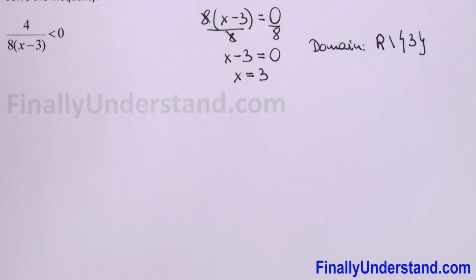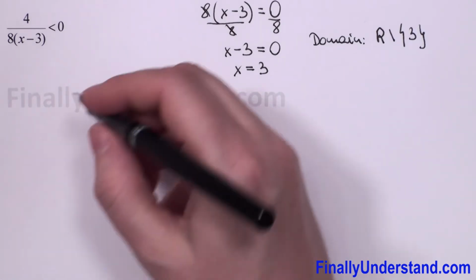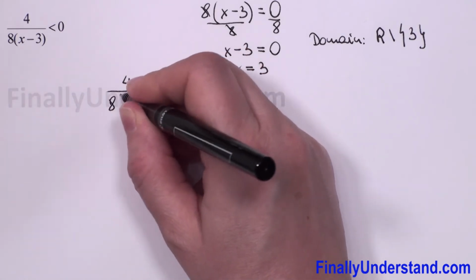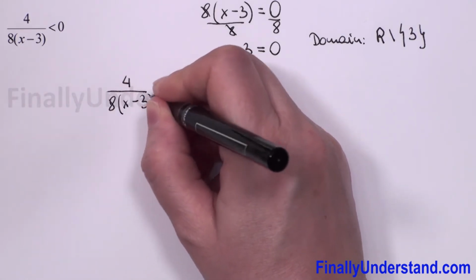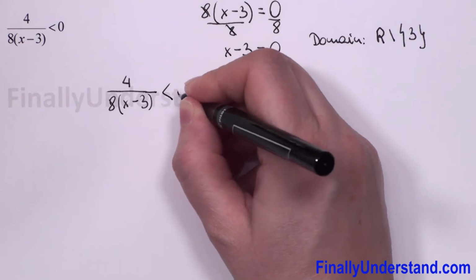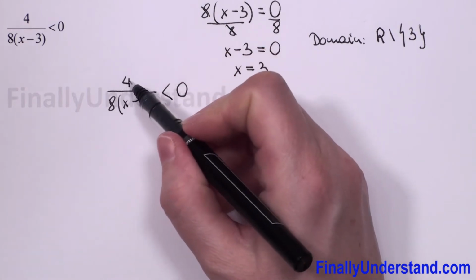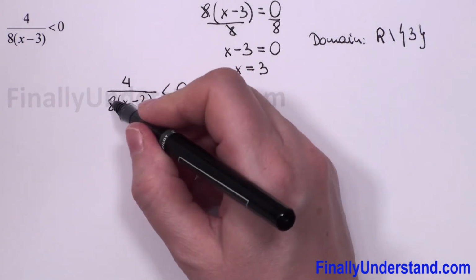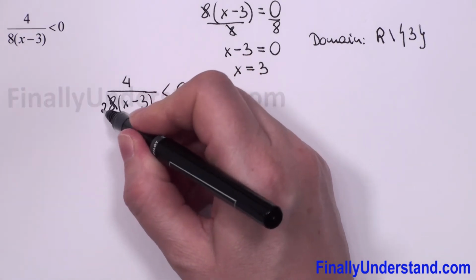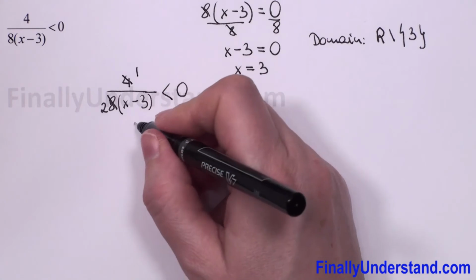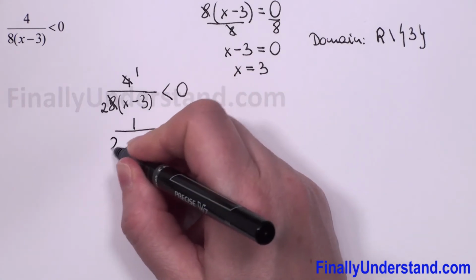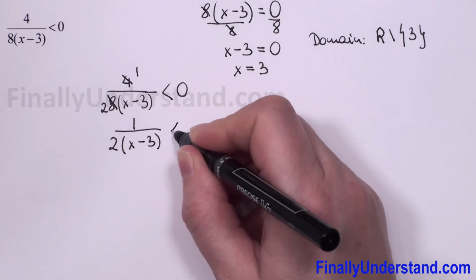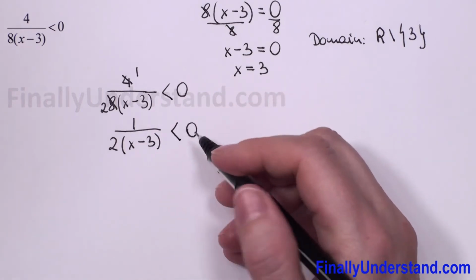Now we can come back to our inequality. Let me copy. We have 4 over 8 times x minus 3 is less than 0. We have 4 in the numerator, 8 in the denominator. We can reduce by 4. So it will be 2, 1. Let me copy this. I have 1 over 2 times x minus 3 is less than 0.